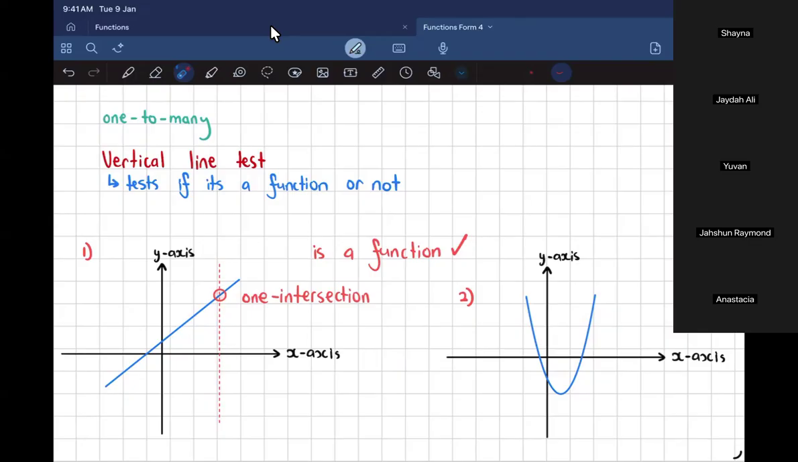Vanessa, again, yeah, draw the vertical line dashed, but other than that, that's correct. And Vanessa, how many times did the line cut the graph? Once. Yeah, once, right?